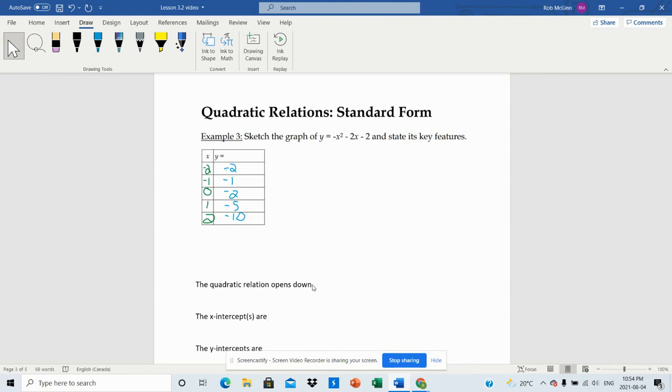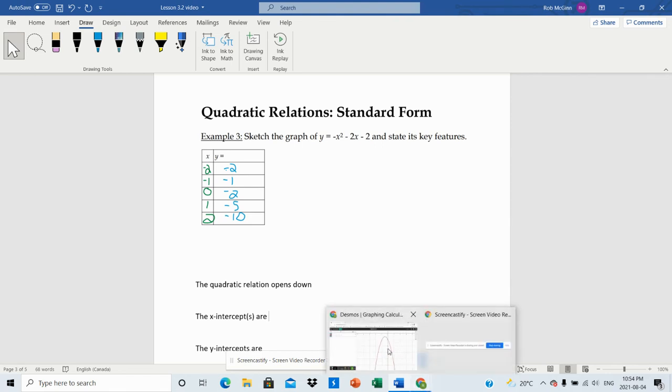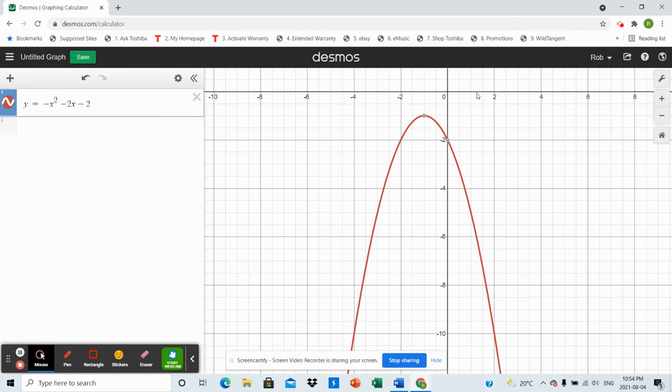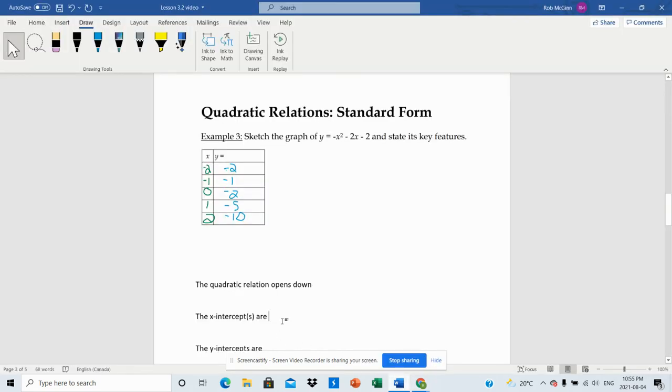All right, what are the x-intercepts? Remember, our x-intercepts are where the parabola crosses the x-axis. So let's take a look at Desmos again. Well, here's our x-axis up here, and our parabola never crosses the x-axis. So very important here, x-intercepts are none. Y-intercept, there's only one, we already know that. We can get that right from our standard equation: 0, minus 2.